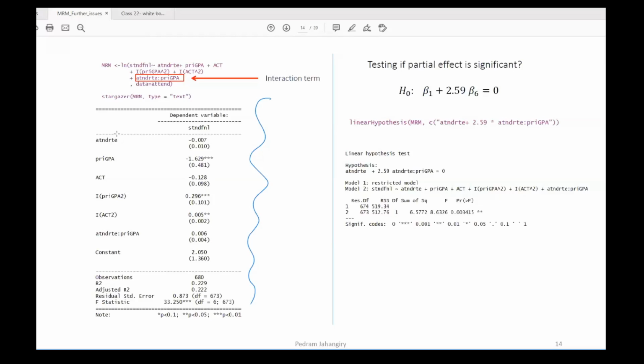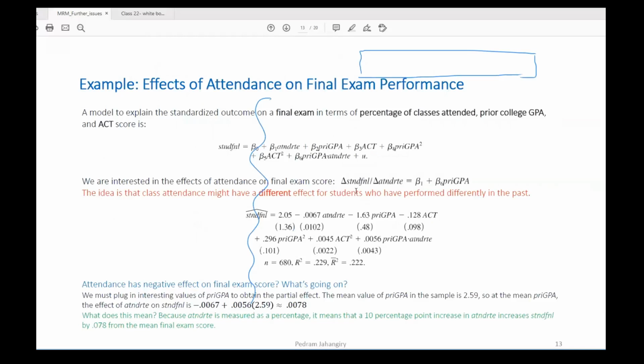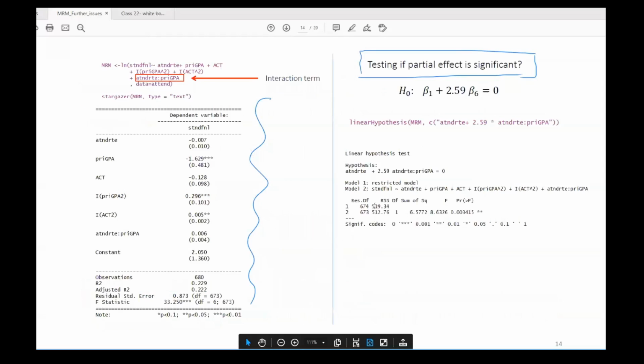So let's say I want to see if the partial effect is significant, right? Going back to our previous slide, what was the partial effect? So let's say beta 1 plus beta 6 prior GPA, right? And prior GPA, I'm going to use the average number, 2.59. So I want to test if the partial effect of attendance rate on a score is significant, not for any level of GPA, but when the GPA is average. So basically, I'm testing if the average partial effect of attendance rate on final score is significant.